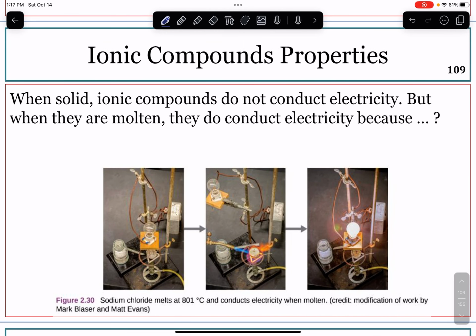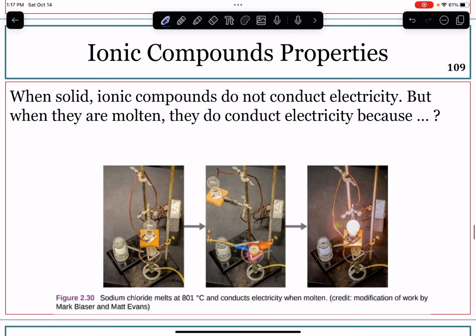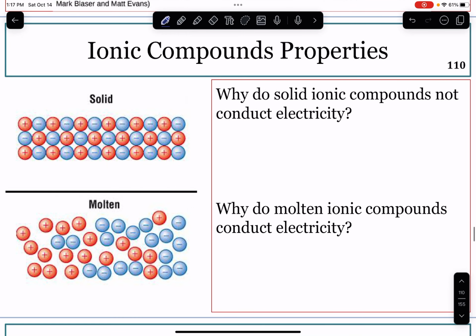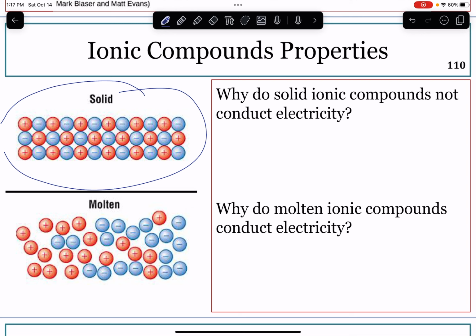When solid, the ionic compounds do not conduct electricity, but when they are molten, which means liquid, they do conduct electricity. And the reason why is this. Let's look at the solid crystalline structure here on the left. You can see that each of the positive and negative particles are in an interchanging fashion in the lattice structure.